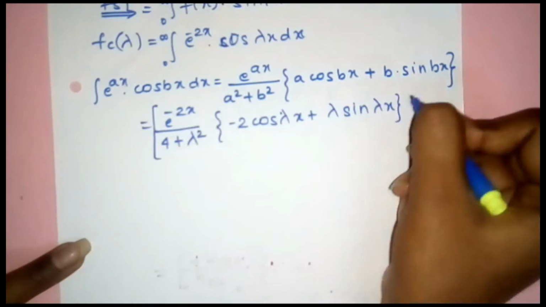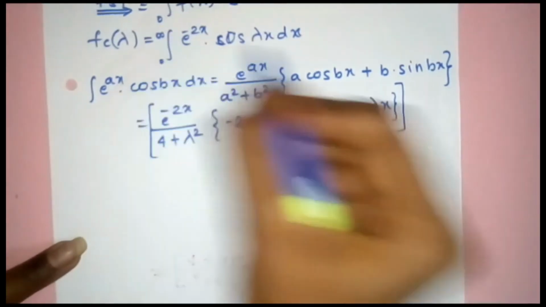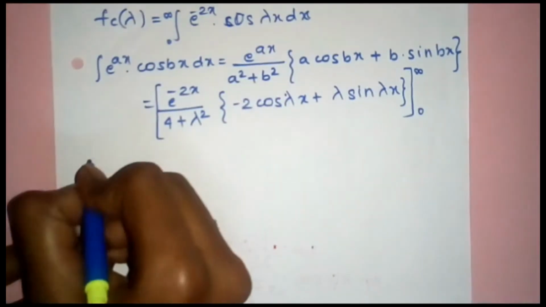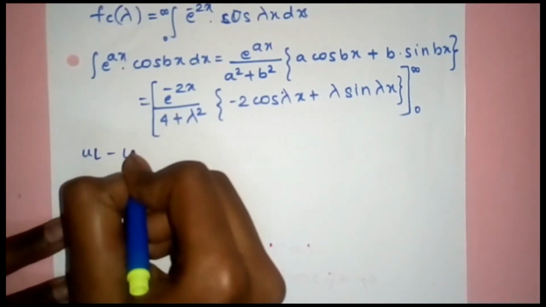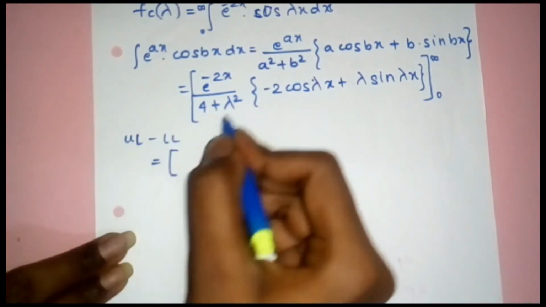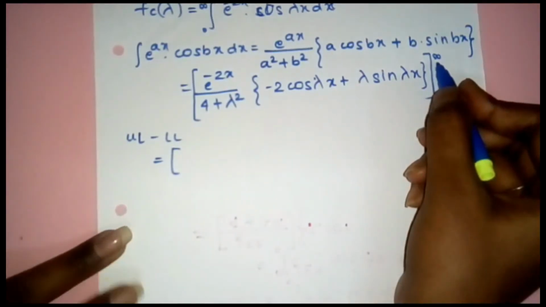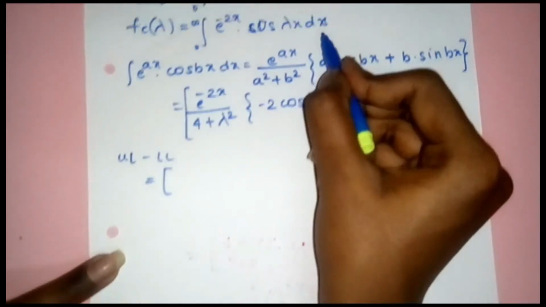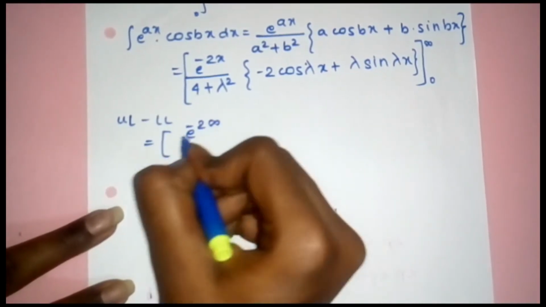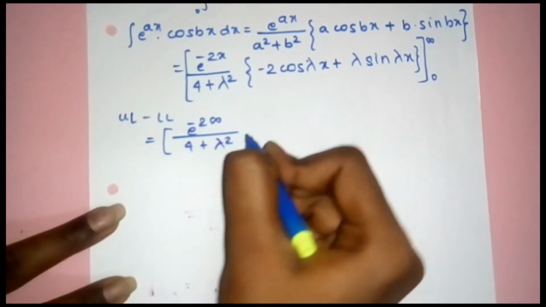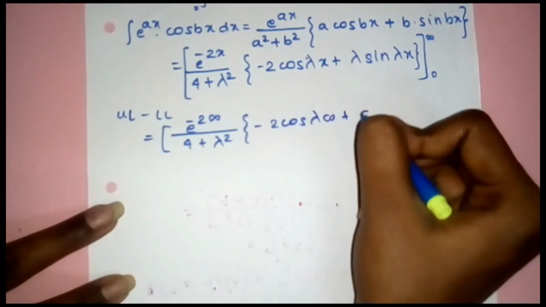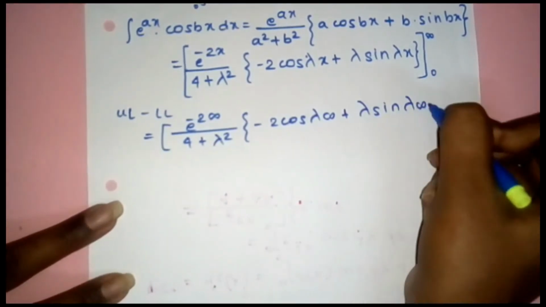So now we can put the limits. The limits will be 0 to infinity. Now you all know how to solve the limit sum. It is upper limit minus lower limit. First the upper limit is infinity. Wherever we see x, we have to put the value infinity, because it is with respect to dx. So it is e raised to minus 2 infinity upon 4 plus lambda square into minus 2 cos lambda infinity plus lambda sine lambda infinity.